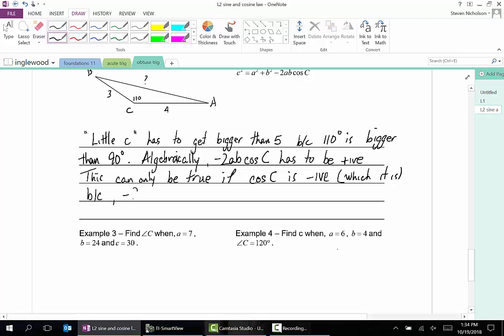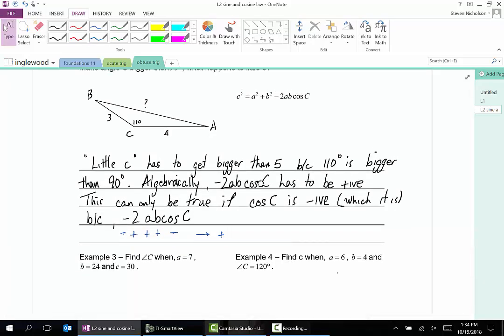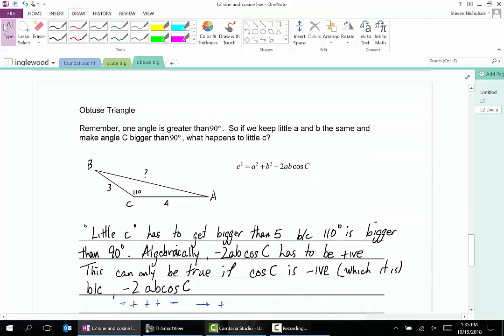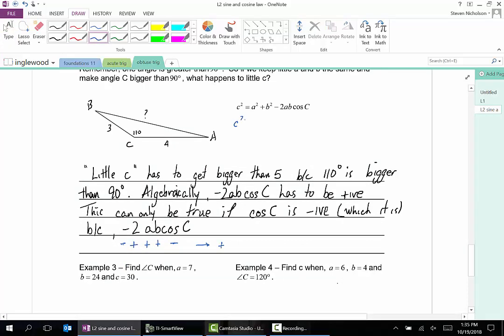Because negative 2ab cos C would be, well, there's my minus, which is negative, then that's a positive, that's a positive, that's a positive. And the only way this whole nasty mess can be positive is if cos C is negative. And in that picture right there, when you multiply all those signs together, you end up with a positive. And again, if we were going to use the cosine law, we would just plug everything in and use our calculator.